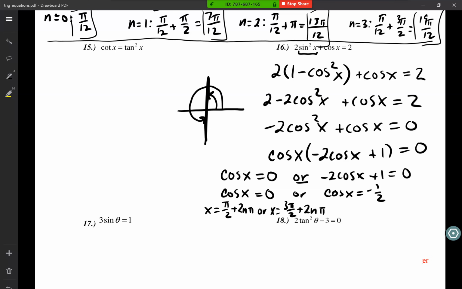For the second one, the cosine is negative. What quadrants is the cosine negative in? What quadrants are we looking at? 2 and 3. Yeah, 2 and 3, right? So I need a cosine that's a half but negative. So if I'm over here in quadrant 2, which one is that going to be?